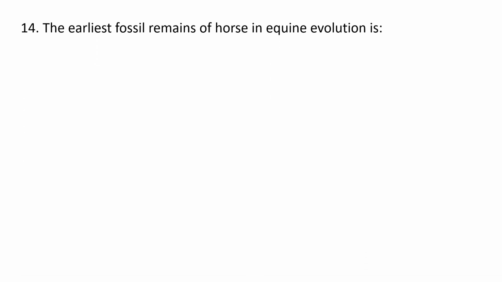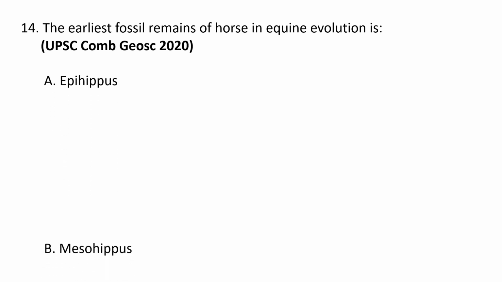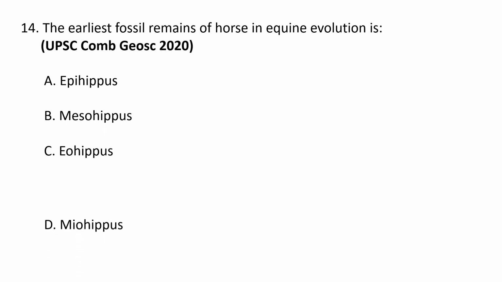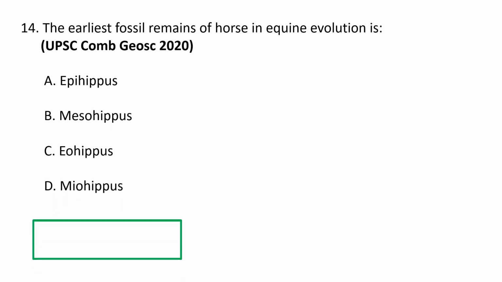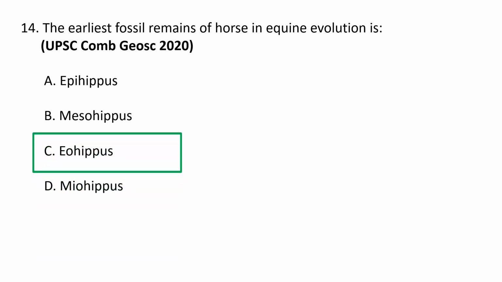Next question. The earliest fossil remains of a horse in equine evolution is A. Epihippus, B. Mesohippus, C. Eohippus and D. Myohippus. So the earliest fossil remains of a horse in equine evolution is known as Eohippus. Eohippus lived during the early Eocene epoch, and the scientific name of the modern horse is Equus caballus. C, Eohippus, is the correct answer.